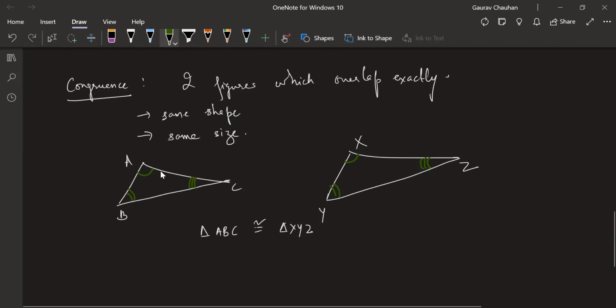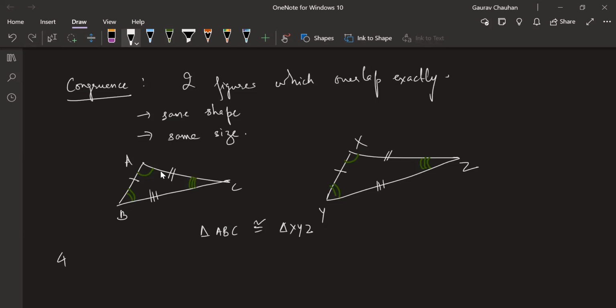That's one part of it. And the second part, we are also saying that the corresponding sides are equal: AB is equal to XY, AC is equal to XZ, and BC is equal to YZ. When two triangles are congruent, both of these happen. All the six elements of a triangle, the three angles and the three sides, the corresponding ones are equal. And that has to happen if these two have to overlap exactly.